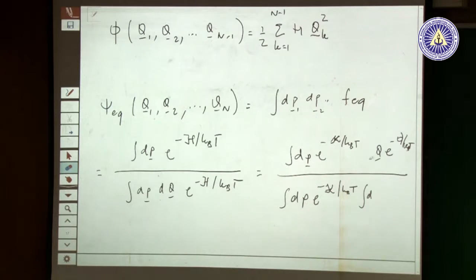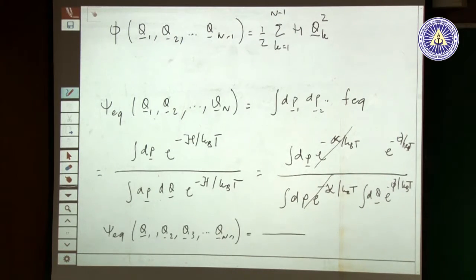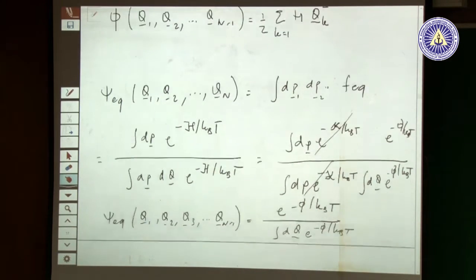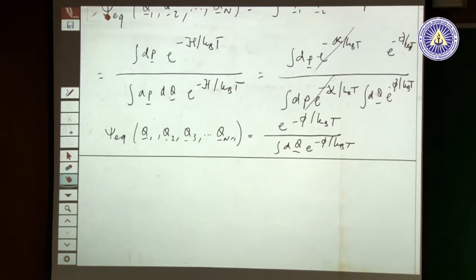There is no q integral here, sorry, otherwise you lose your... but there is a q integral in the denominator. And then you notice that this is just repeated in the numerator and the denominator. So, psi equilibrium, formally from statistical mechanics, is integral dq e to the power of minus phi over kBT in the denominator, and the numerator is e to the power of minus phi over kBT. So, that is the formal expression for the equilibrium distribution function of a bead spring chain.